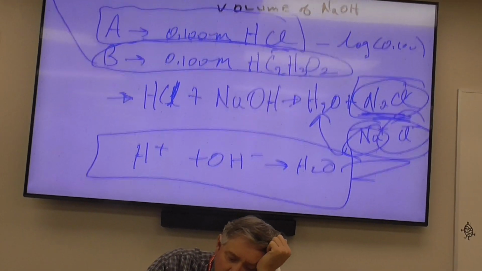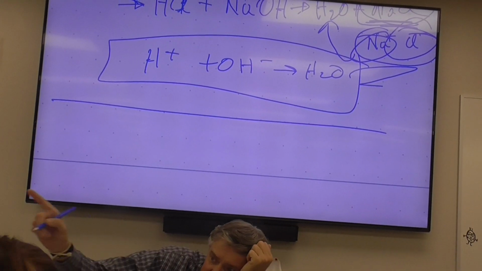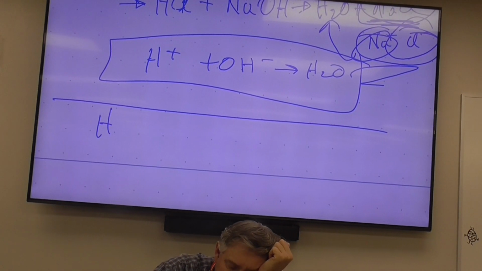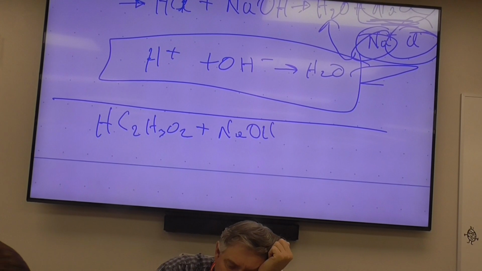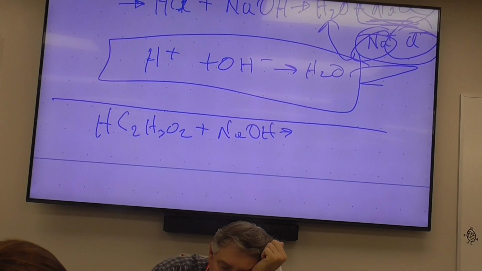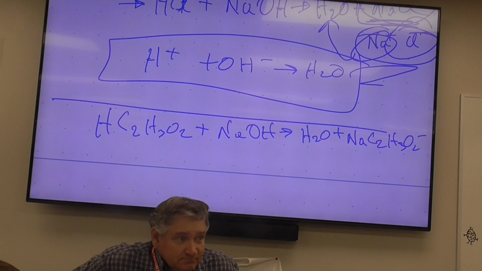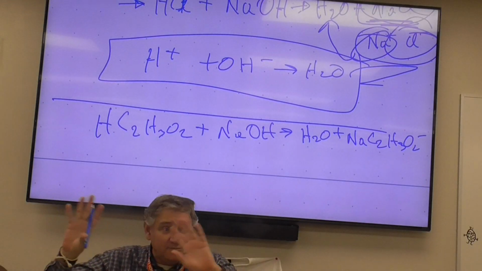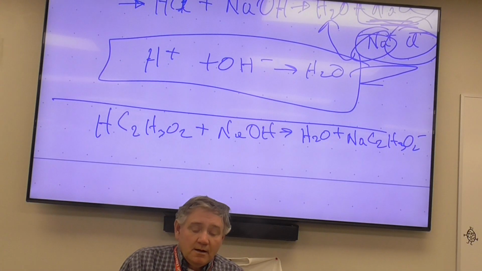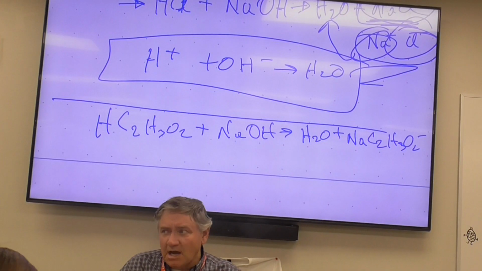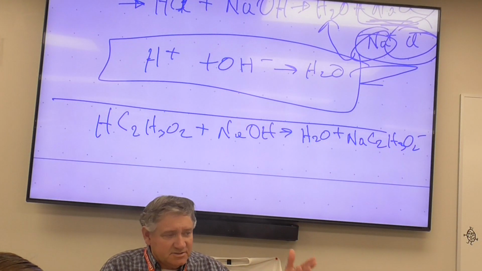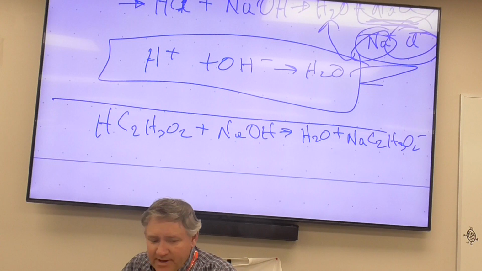However, if I titrate acetic acid, HC2H3O2, and sodium hydroxide, what are you going to get out of that? Water, and technically you're going to get sodium acetate. Technically there's the Chem 1 version of the reaction, but that's not what I want. I want the net ionic because it shows you what is really happening in the reaction.